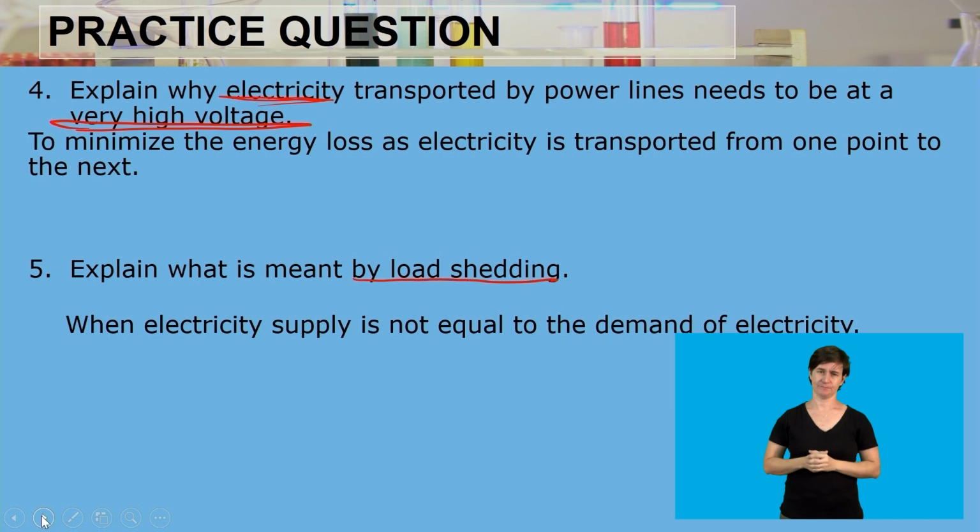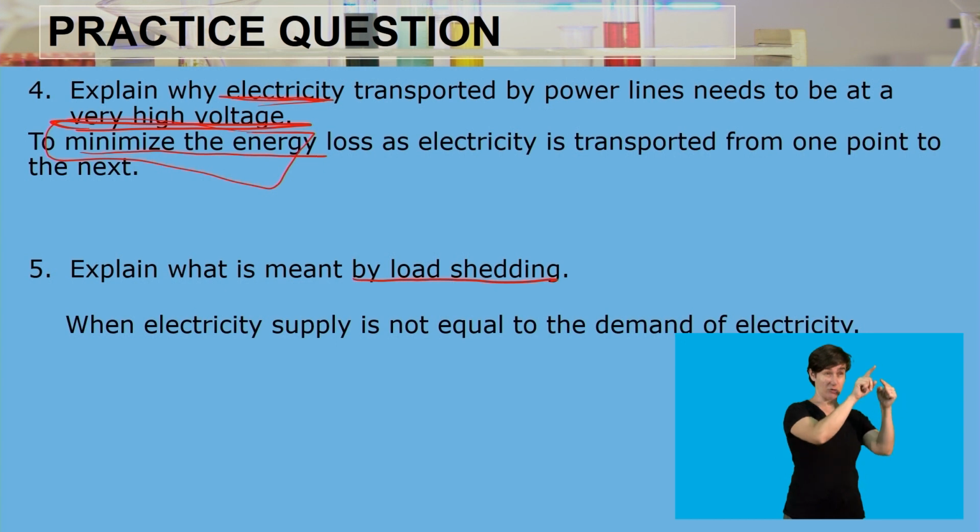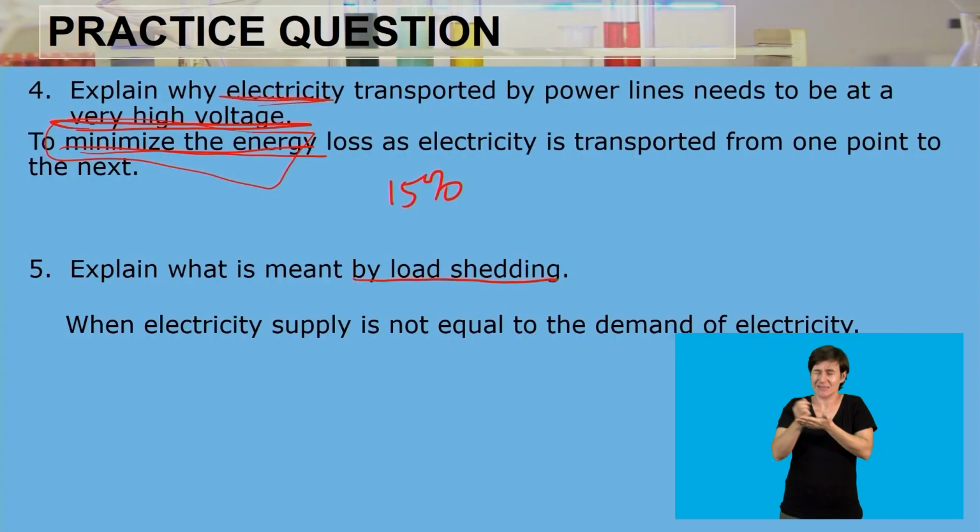So to answer those questions, first one, the electricity needs to be transported at a very high voltage because we are trying to minimize the energy loss as electricity is transported from one point to the next. Remember, as we transport energy from one point to the next, approximately 15% of it is lost as thermal energy. So therefore, to minimize the energy that is going to be lost, we need to transport it at a very high voltage from one point to the next.